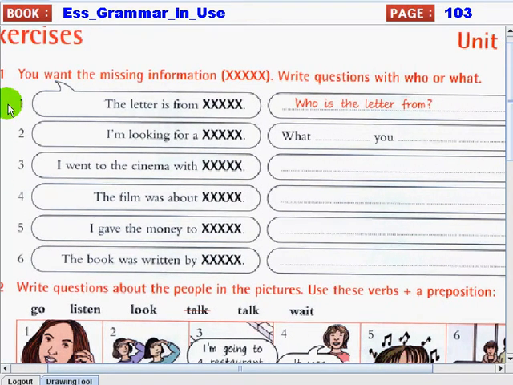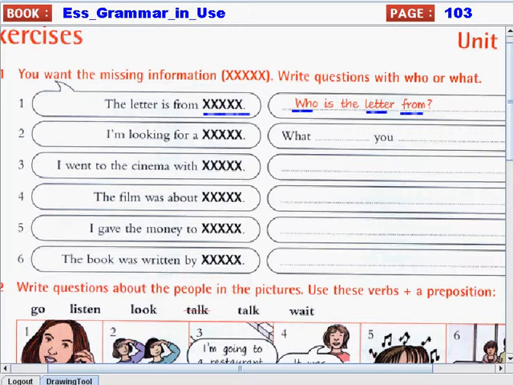Okay? Example. Situation is, the letter is from blank. You want to know who gave that letter or who sent the letter. So you will ask, who is the letter from? Okay? That is how you make a question. Use who first, and then your subject or your object, I mean the letter, and of course our preposition from.